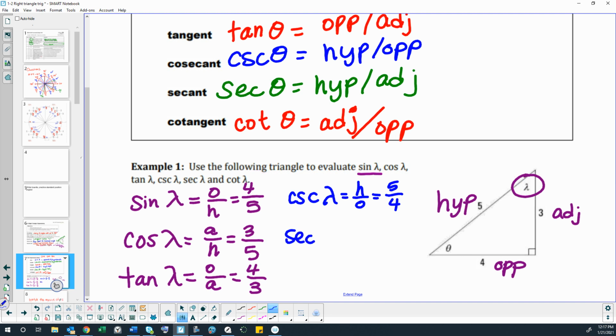And then secant would be hypotenuse over adjacent, which would be 5/3 in this case. So these ratios are particular to the triangle you're working with, right? And then cotangent will be adjacent over opposite, which is 3/4.